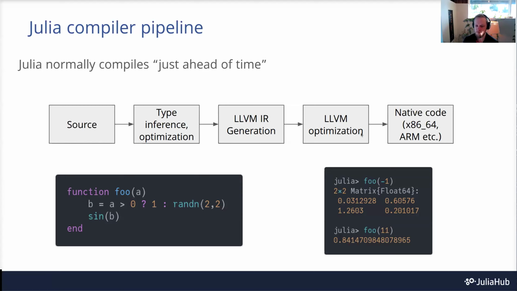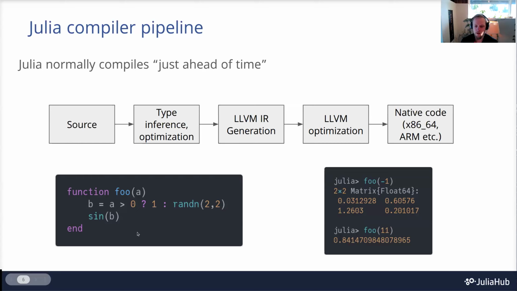So here we have another Julia function, and this is a tricky function. It takes an argument A, and if we look at the first line in the function body, it says that if A is greater than 0, then B is the integer 1. Otherwise, B is a random 2 by 2 matrix. So if we just know the type of A, that's not enough to know what type B will have, because that depends on a runtime value, right? The compiler can't possibly know the type of B.